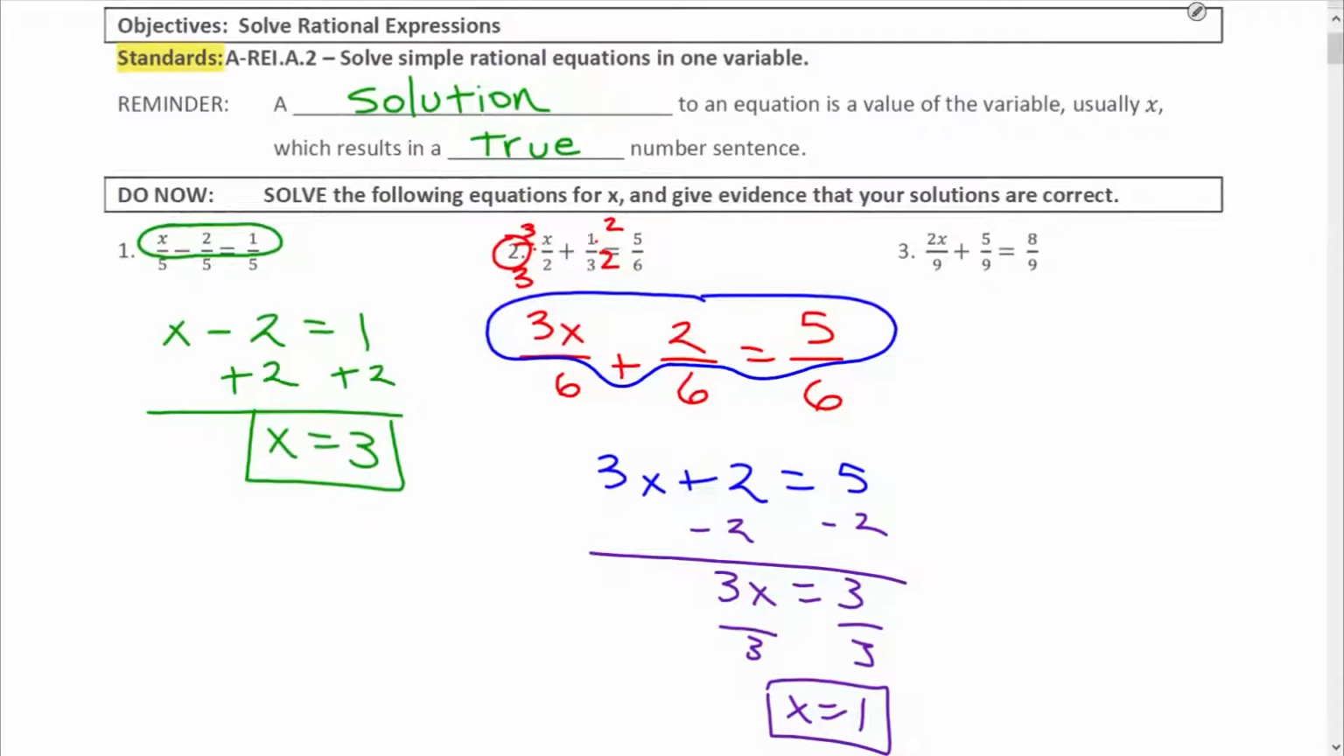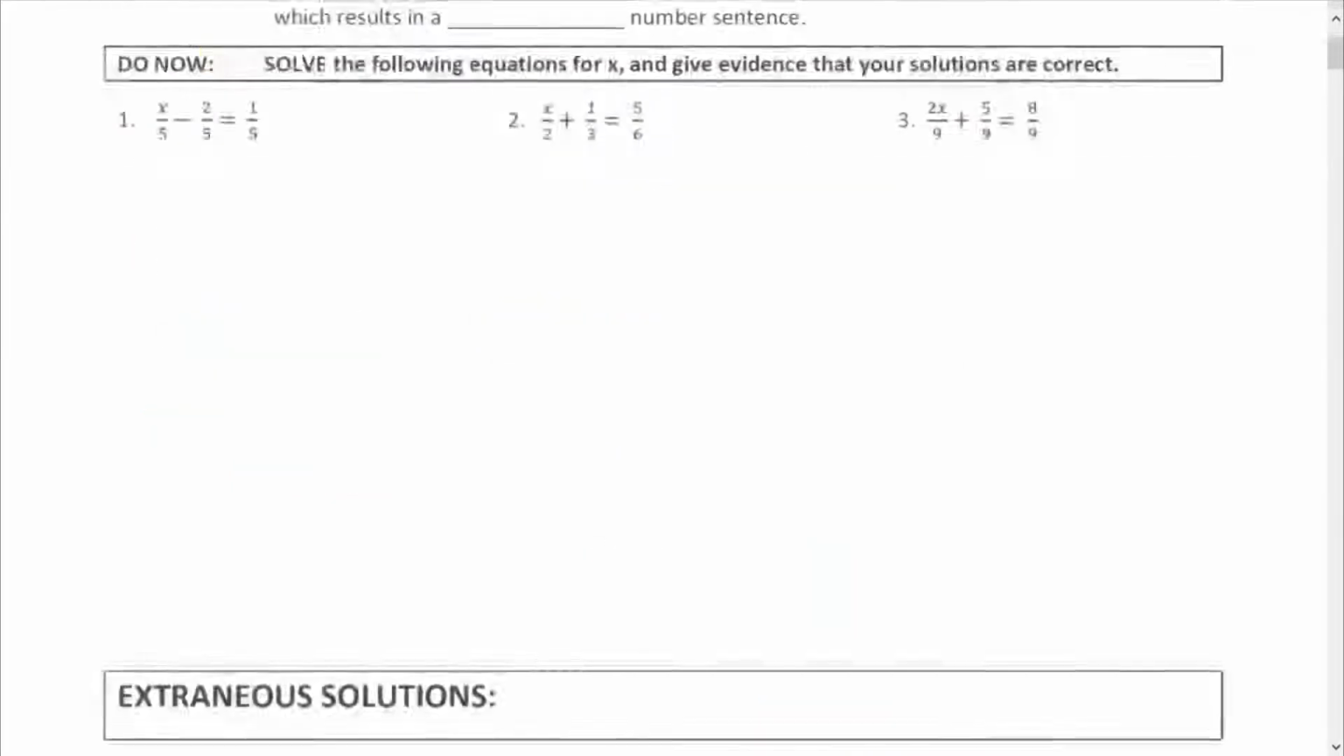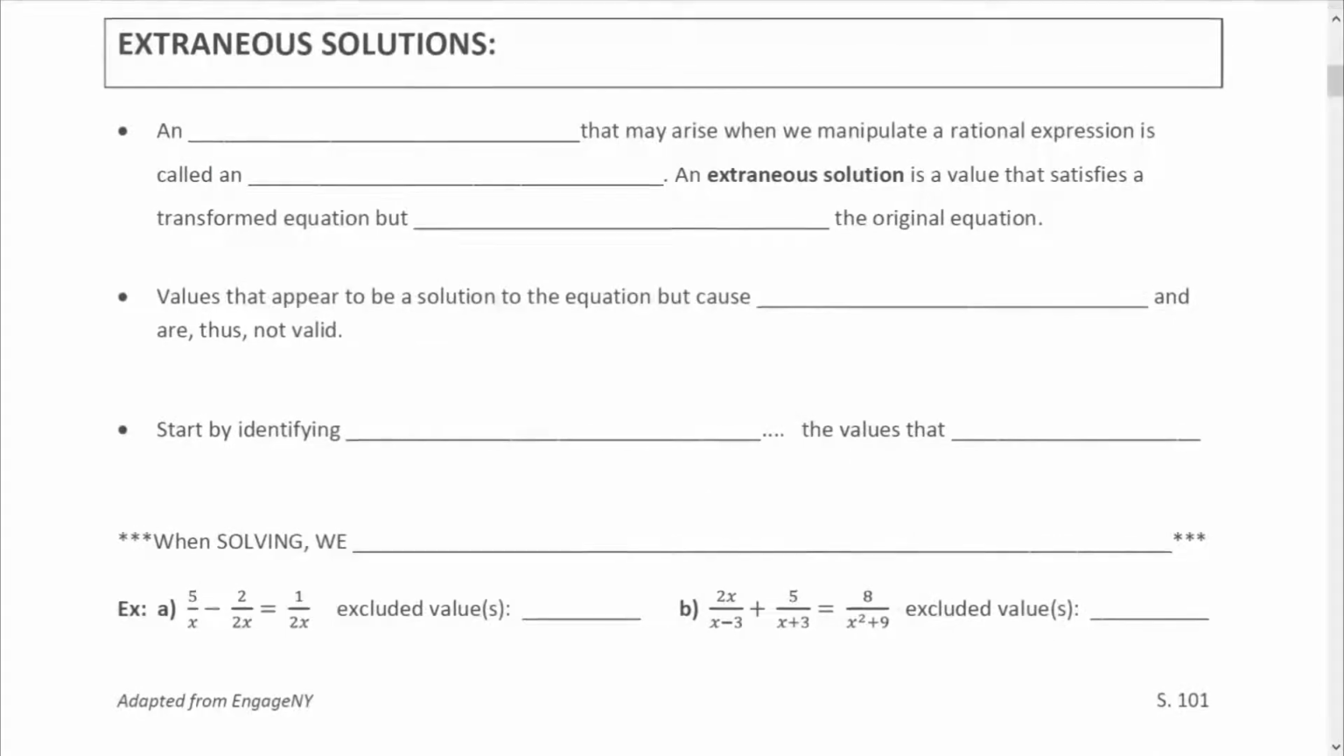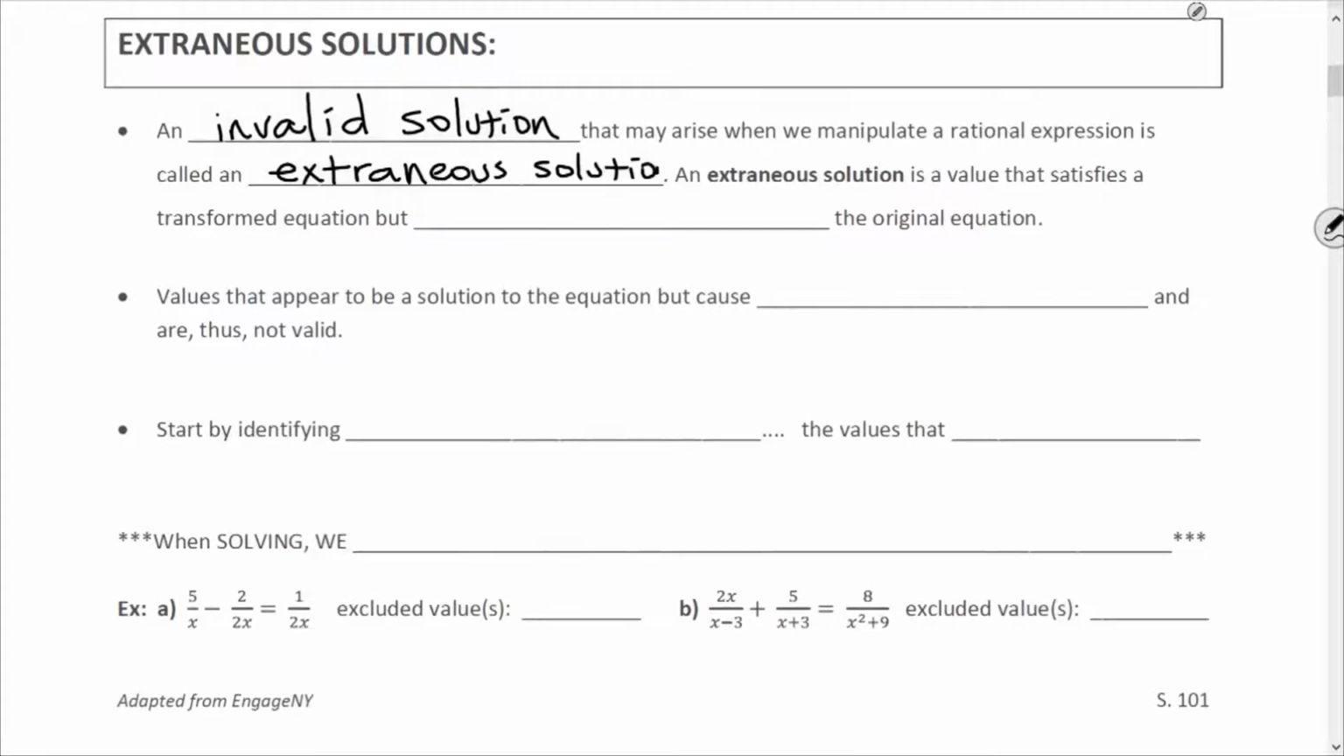Before we do that, let me talk to you about what could arise when solving rational equations. You could get extraneous solutions. An invalid solution that may arise when we manipulate a rational expression is called an extraneous solution. An extraneous solution is a value that satisfied a transformed equation. So for example, if I look at just the numerators, that's a transformed equation, but it invalidates the original equation.